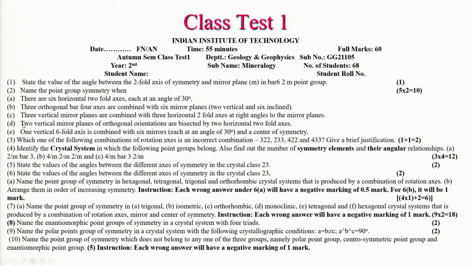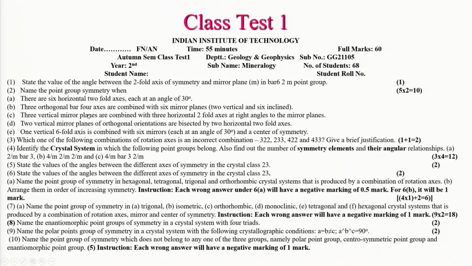Under 4, that is D: if there are 2 vertical mirror planes of orthogonal orientations bisected by 2 horizontal two-fold axes, what will be the name of this point group of symmetry? And finally, in E, there is 1 vertical 6-fold axis combined with 6 mirror planes each at an angle of 30 degrees, and there is a center of symmetry. What will be the name of the point group of symmetry?